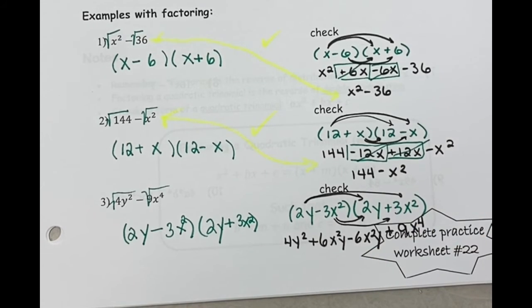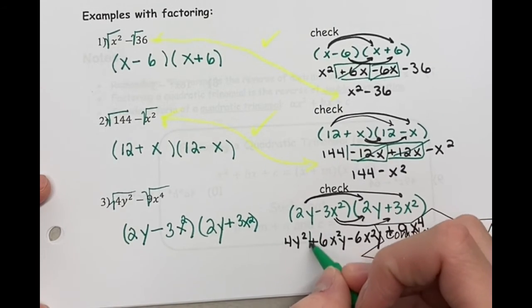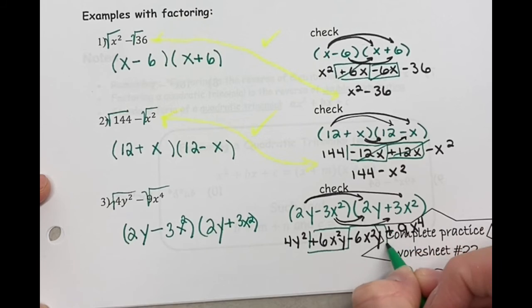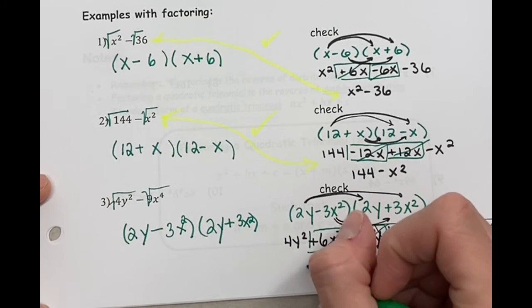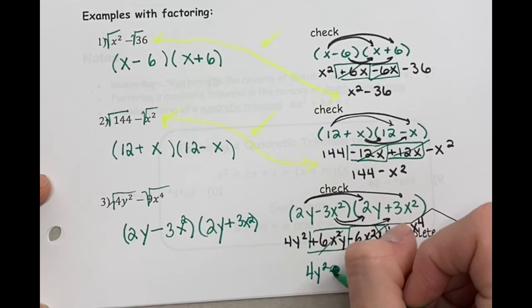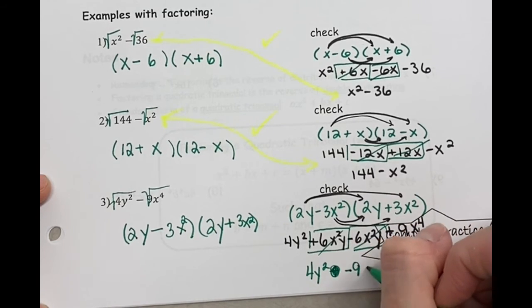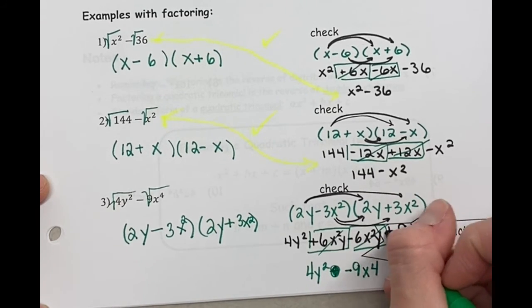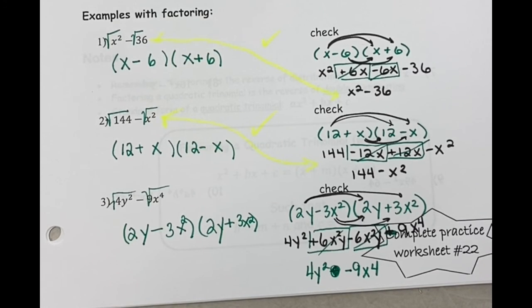And sorry, I'm running out of space there. Then I'm going to combine my like terms, and they become 0, so I'm left with 4y squared. Sorry, this should be a minus 9x to the 4th. That was a minus there. Then I look here, and they match up, so I know I did it correctly.